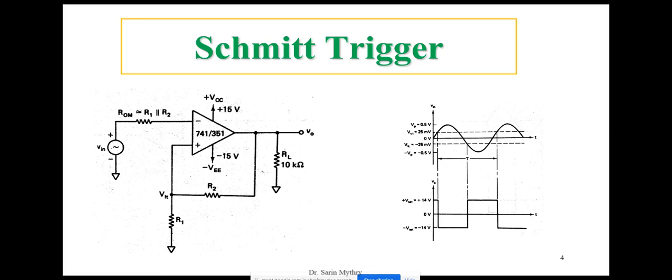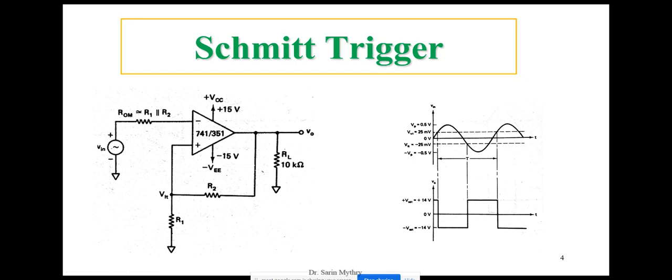A Schmitt trigger is a circuit where the input triggers the output. Triggering the output means the output is going to change whenever the input exceeds some particular voltage levels. If that level of the voltage is positive, I call it an upper threshold voltage. If the level where it exceeds is in the lower, negative point, I call it a lower threshold voltage.